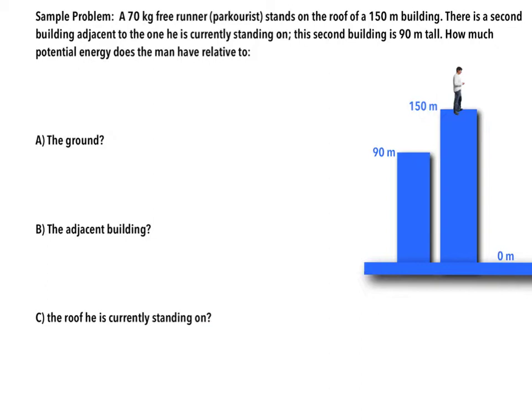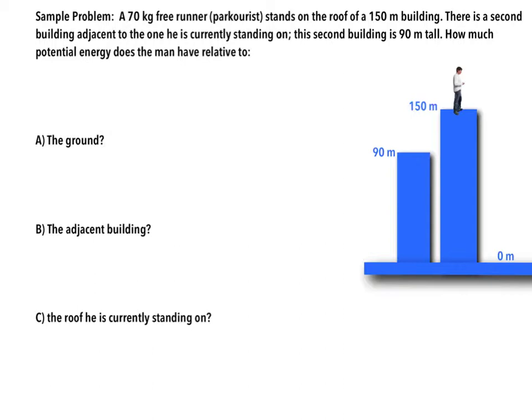So here's the guy right on top, our free runner. He's standing on top of the 150-meter building. The problem says there's a building right next to him that is 90 meters tall. That's right here. And then, of course, there's the ground, because, as we all know, if you walk off the building, the thing you're going to meet is the ground. So those are the three things we're dealing with.